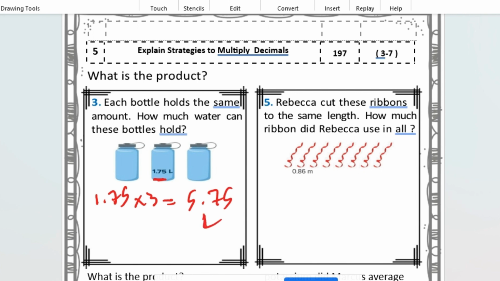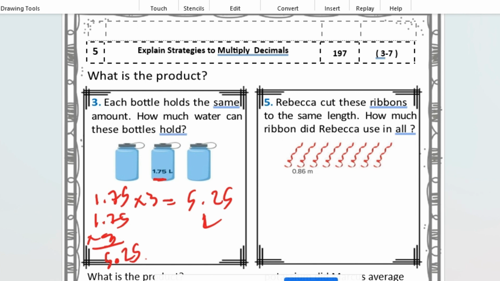Because 175 times 3 is 525, and we have 2 digits after the decimal point, so we move 2 units to the left. It's 25 here, not 75, 25. Okay.